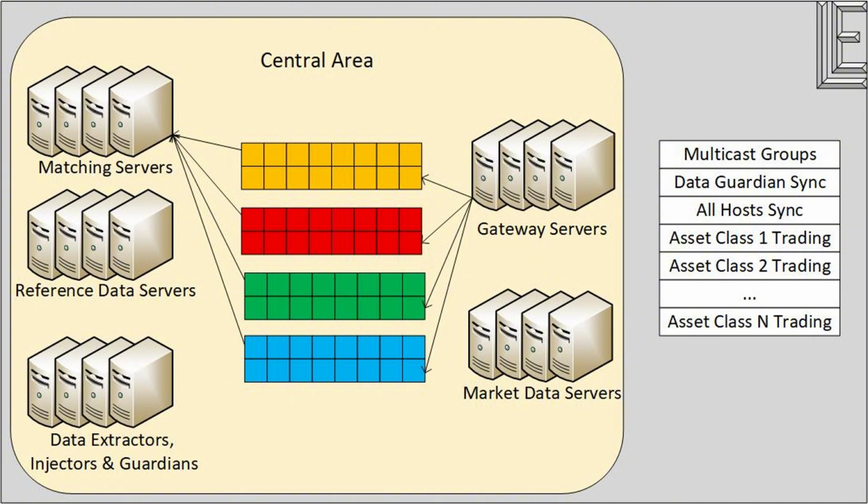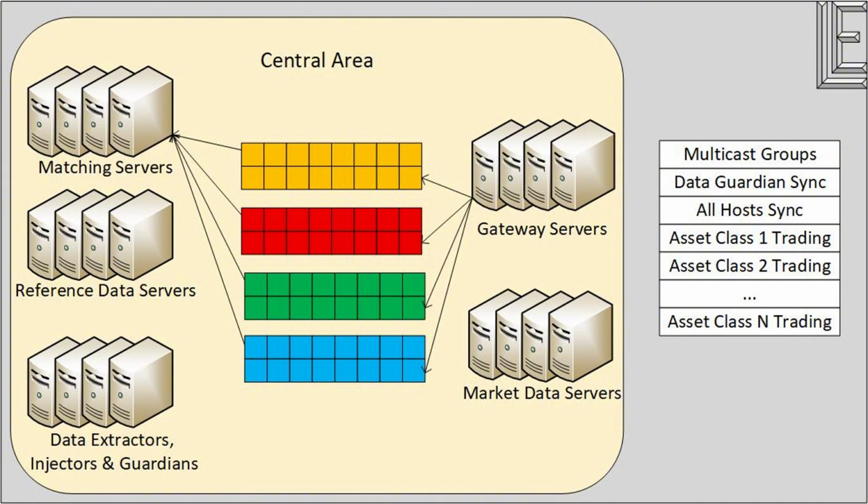The 4 data guardians listen to all 4 copies of all multicast messages within the core zone. If a data guardian finds that it has missed a message, it can request an update from the other data guardians using a special multicast group. This way the 4 data guardians can stay in sync.